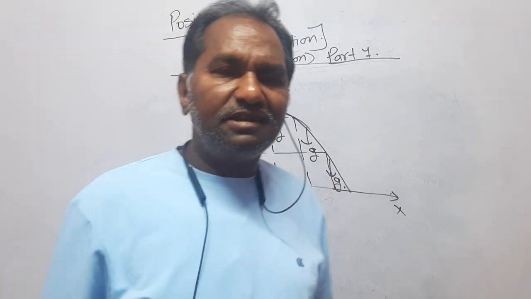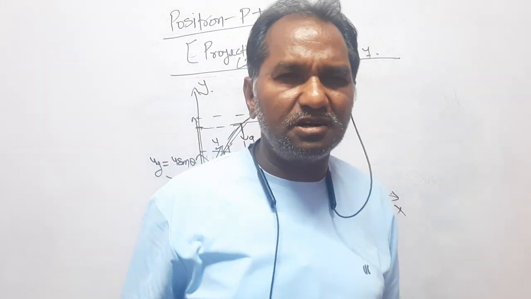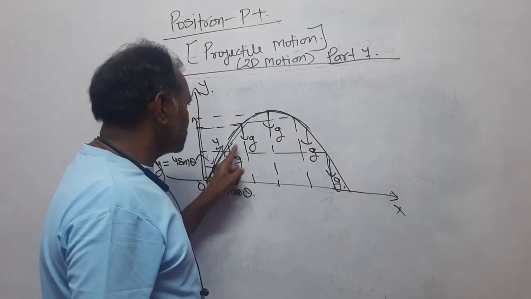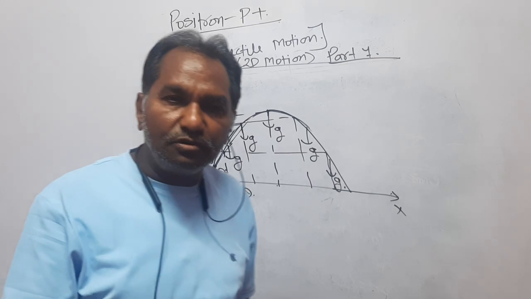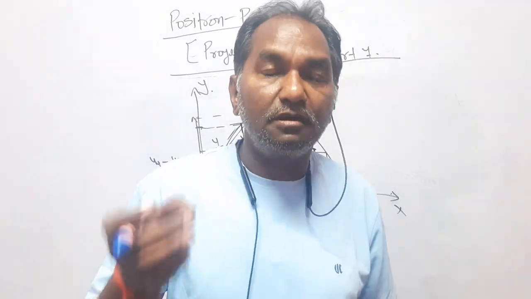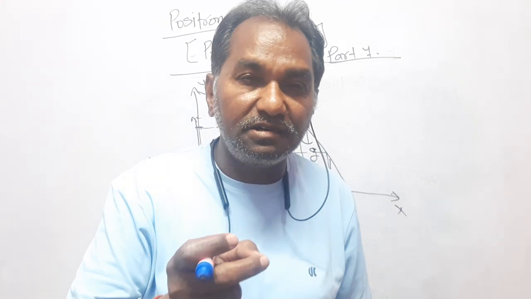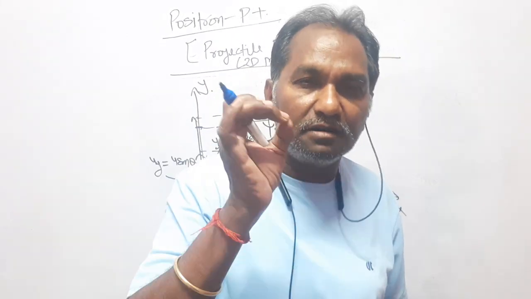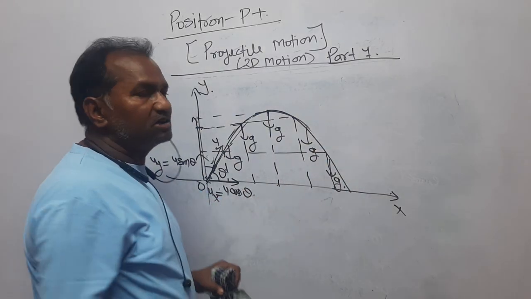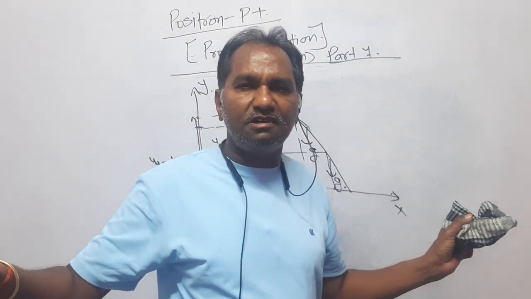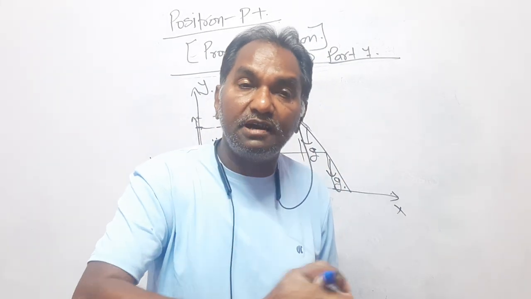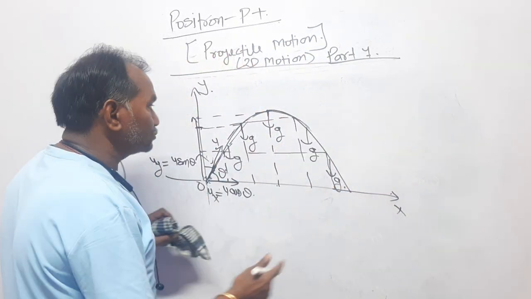Throughout the motion, there is one and only one acceleration acting, and that is acting vertically downward, and that is the acceleration due to gravity. Because the vertical acceleration has an impact on the vertical velocity or vertical motion, whereas the horizontal acceleration has an impact on horizontal velocity or the horizontal motion. Throughout this journey, there is no horizontal acceleration. It means horizontal velocity will remain constant throughout the motion.